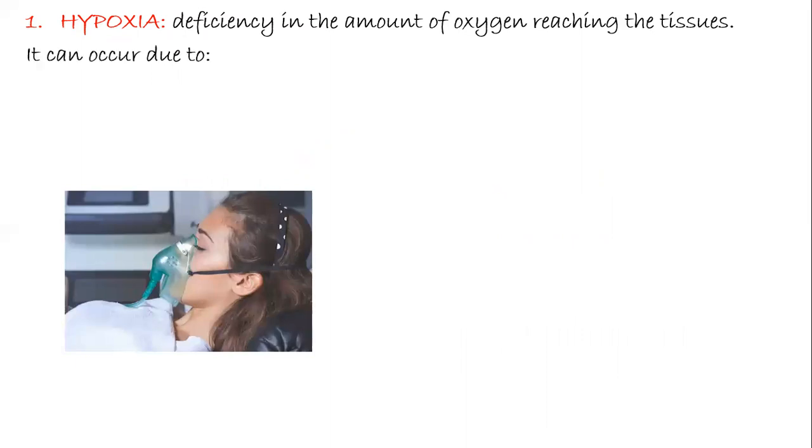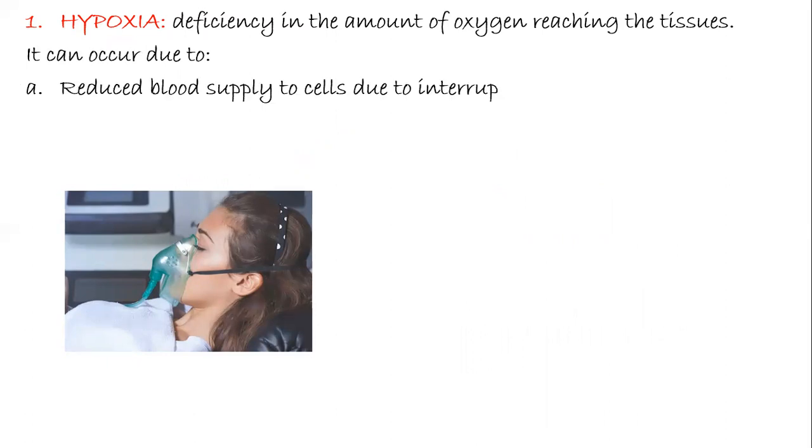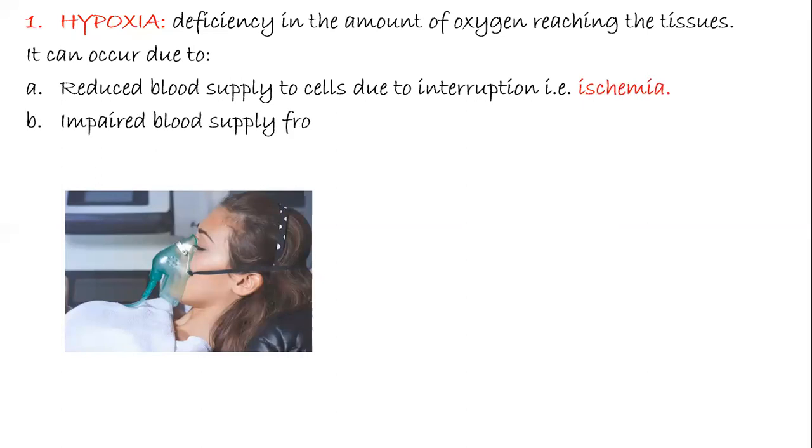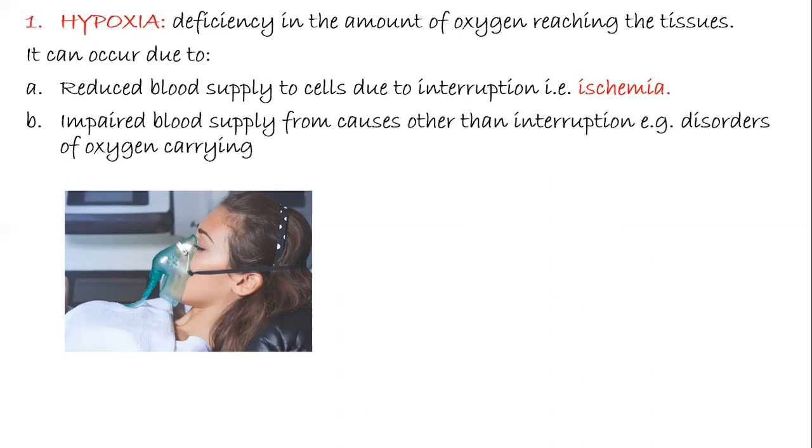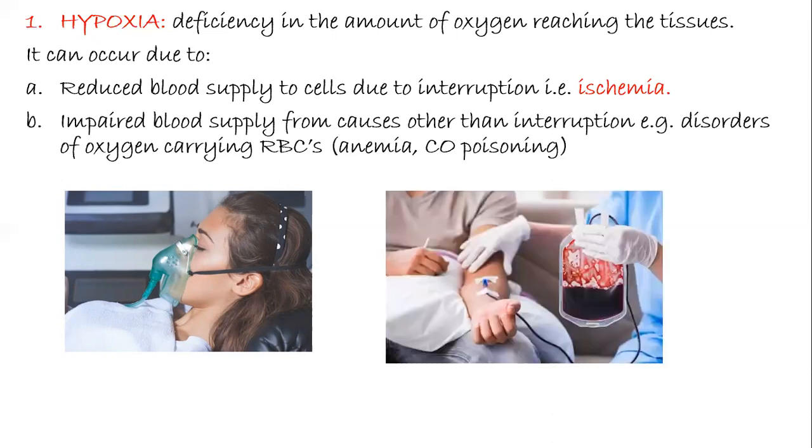It can occur due to reduced blood supply to the cells due to interruption, that is ischemia, or it can occur due to impaired blood supply from causes other than interruptions, which includes disorders of oxygen carrying RBCs, mainly anemia and carbon monoxide poisoning. The second cause is physical agents.